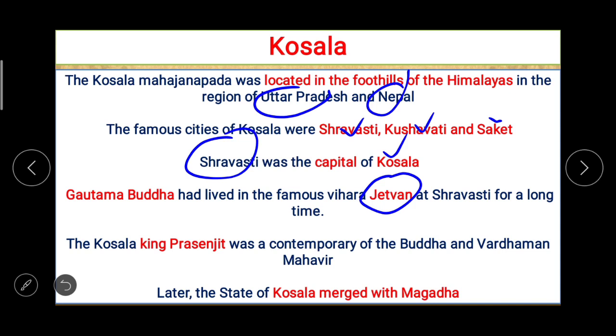The Kosala king Prasenjit was a contemporary of the Buddha and Vardhaman Mahavir, and later the state of Kosala merged with Magadha. So the important things which we have to keep in mind about the Kosala: it is located in the foothills of the Himalayas, Shravasti was the capital, and the king Prasenjit was a contemporary of the Buddha and Vardhaman Mahavir.